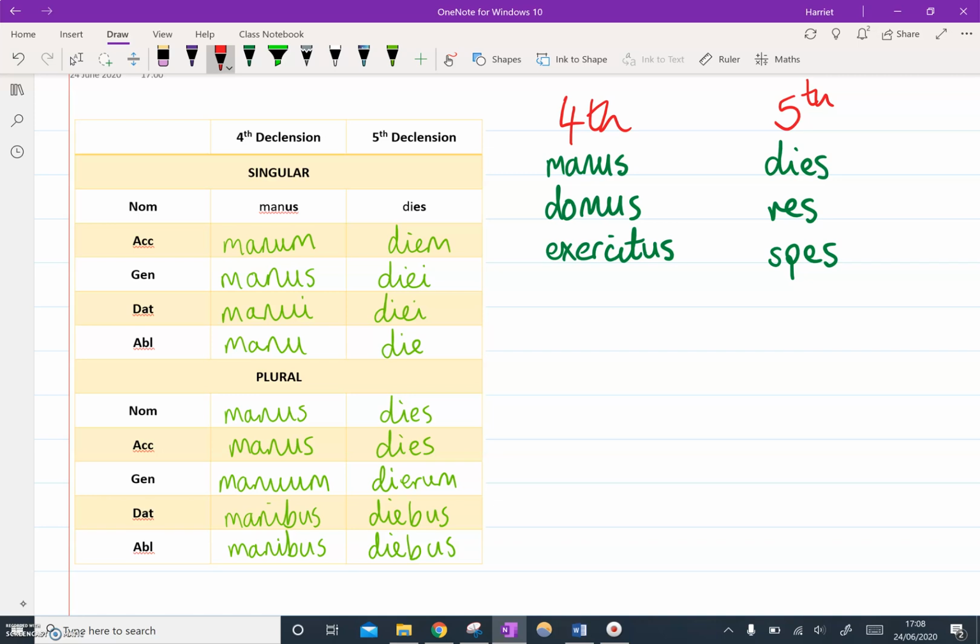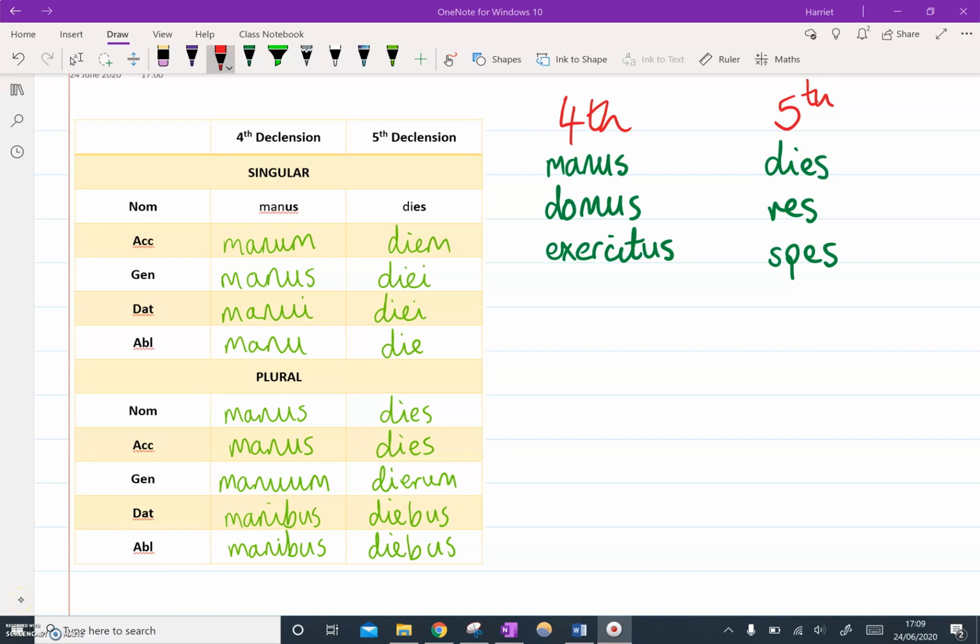So this is dies, which means day, res, which means, well, it means thing, but it can mean a lot of different things depending on the context. And then spes, which means hope. Okay, so those 6 nouns you need to remember as the fourth and fifth declension nouns that could be met in your GCSE unseen. So let's talk about some of these endings.